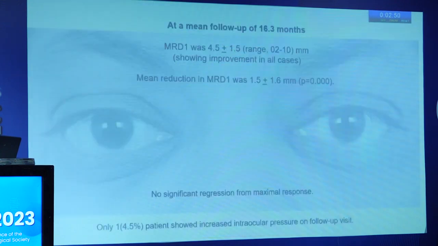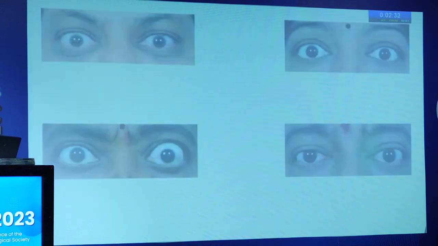At the mean follow-up of 16.3 months in our cases, MRD1 showed a reduction of 1.5 millimeters, which was statistically significant in all our cases. And there was no significant regression from the maximal response. Only one patient on the first follow-up showed a slight increase in intraocular pressure, which settled down by the next follow-up visit.